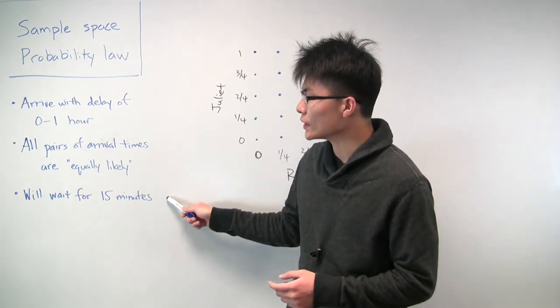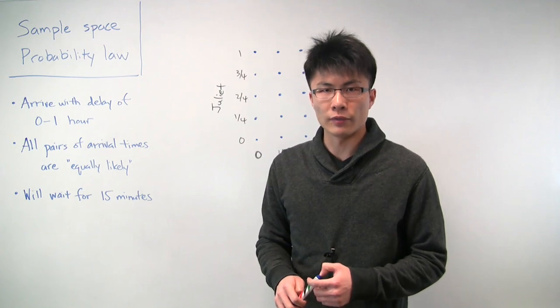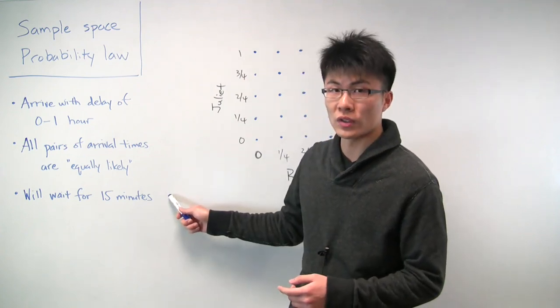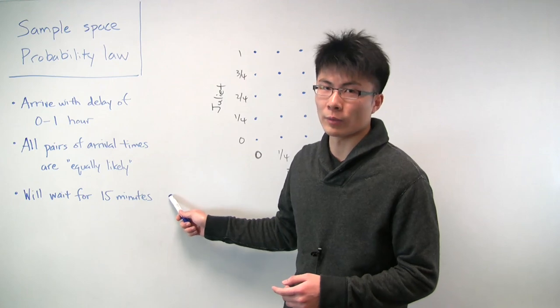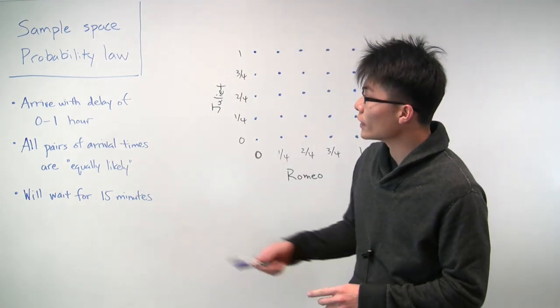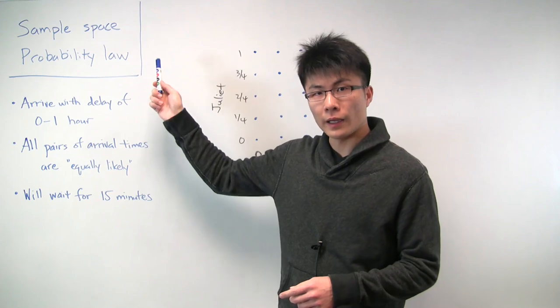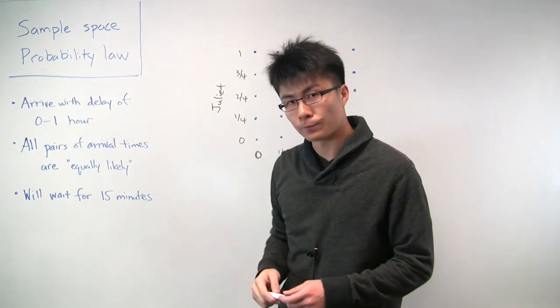The last important thing is that each person will wait for 15 minutes for the other person to arrive. If within that 15-minute window the other person doesn't arrive, then they'll give up and they'll end up not meeting up for lunch. So to solve this problem, let's first try to set up a sample space and come up with a probability law to describe this scenario.